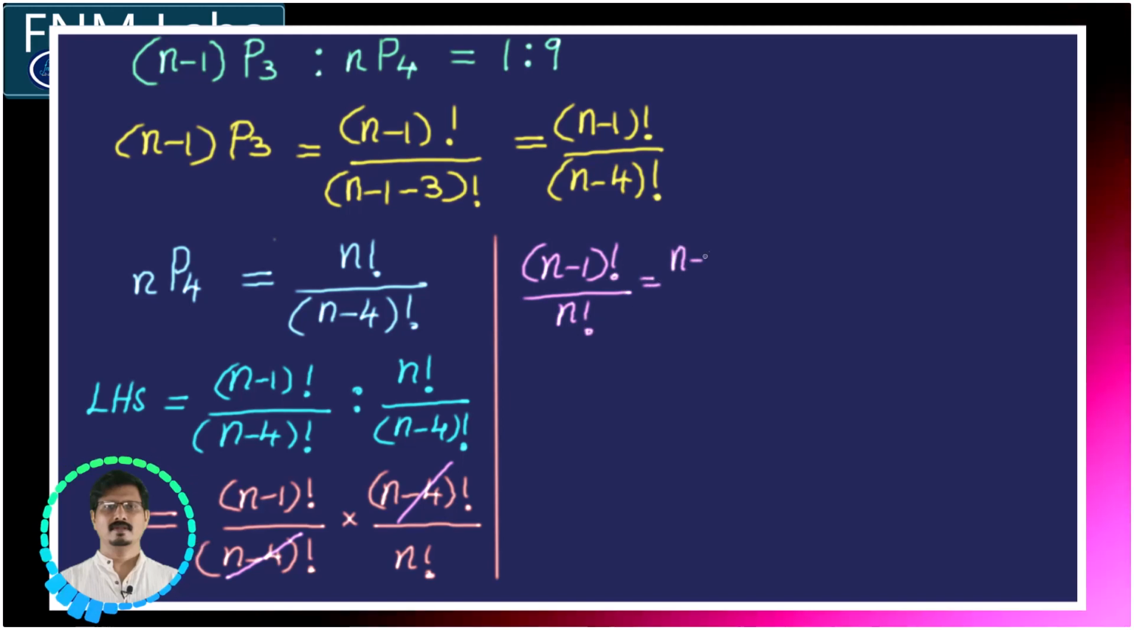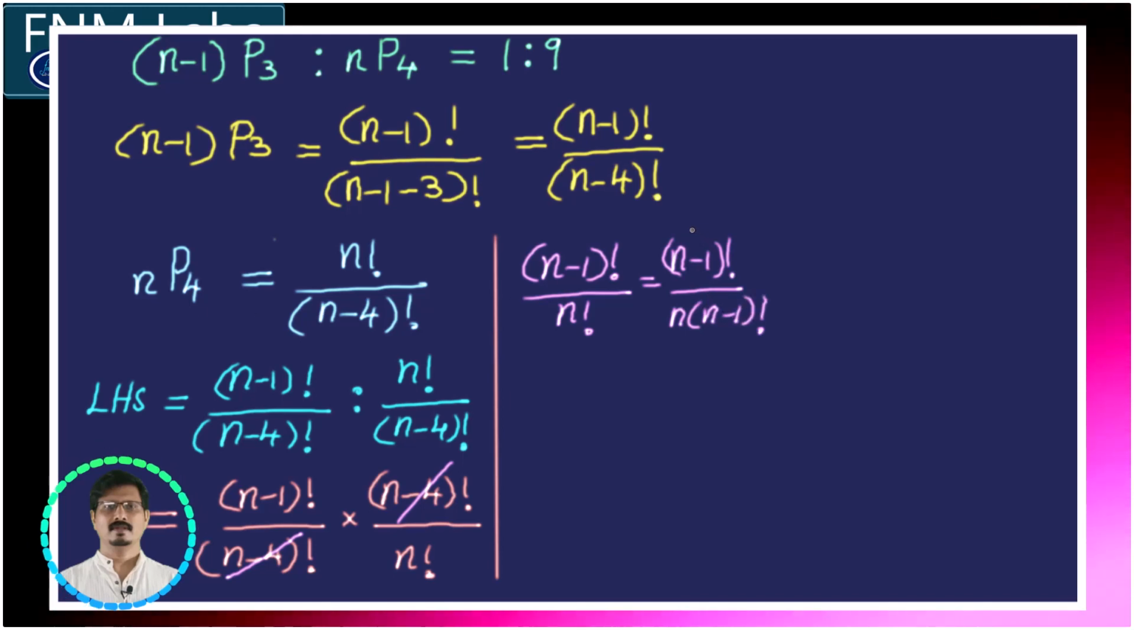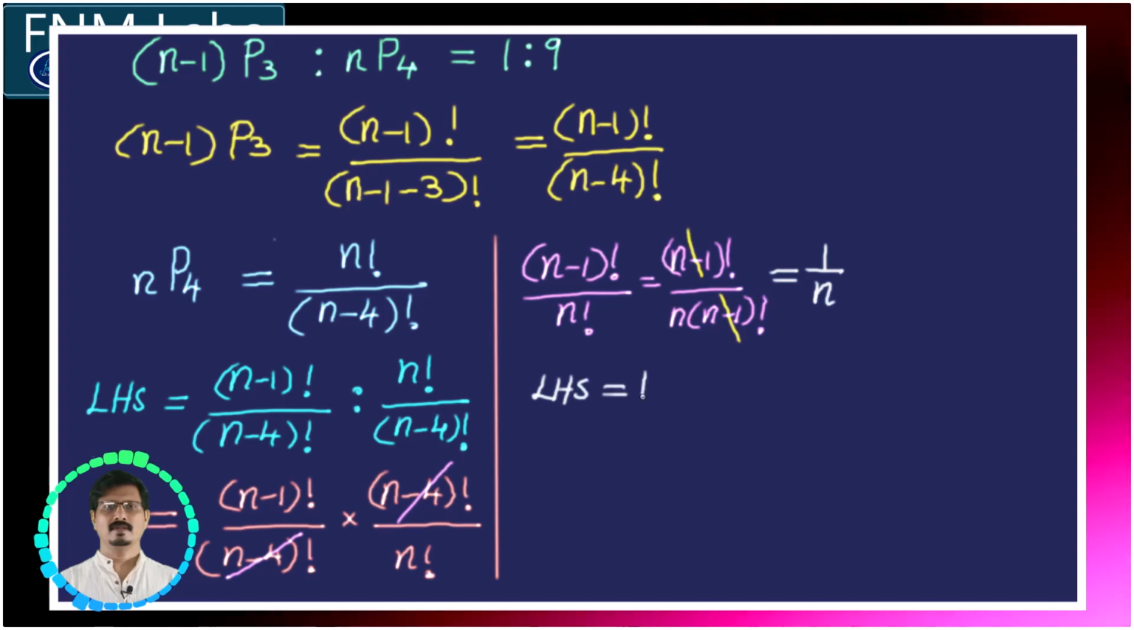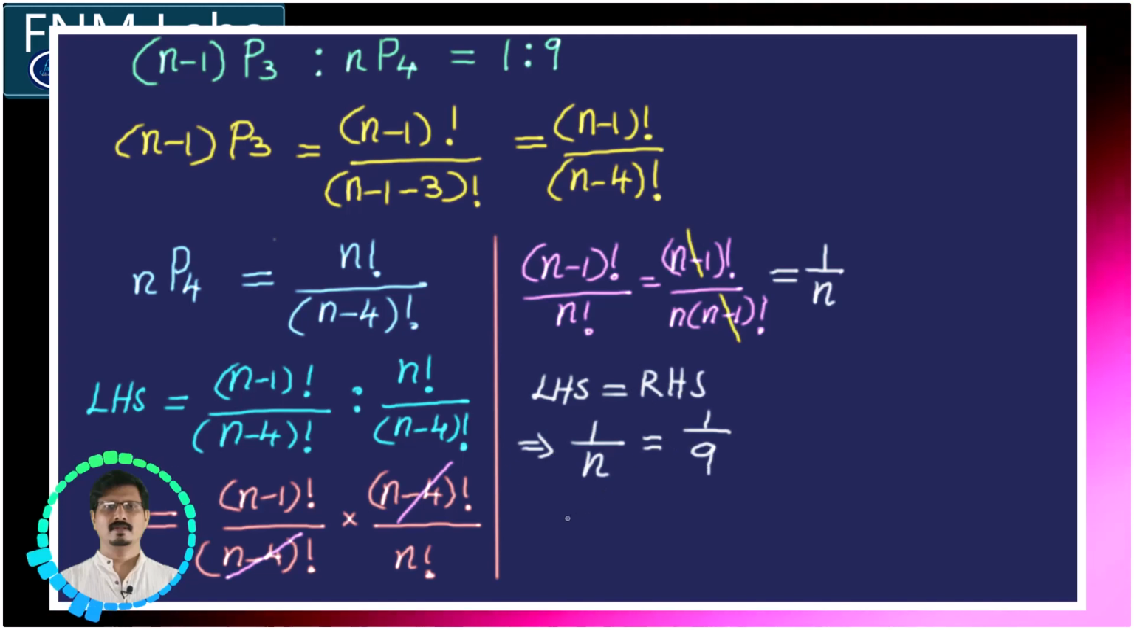Here, the n factorial can be written as n into n-1 factorial, where we can cancel the n-1 factorial from the numerator and denominator. So, finally, the ratio becomes 1 by n. So, from the given condition of left hand side equals right hand side, we see that 1 by n is equal to 1 by 9, which implies n is equal to 9.